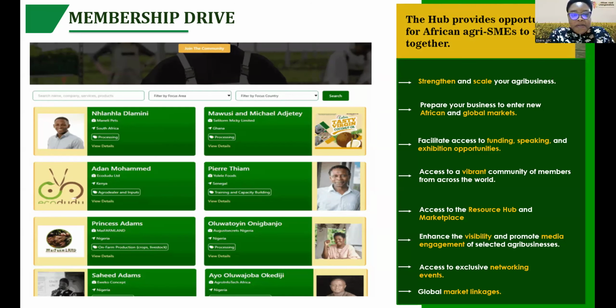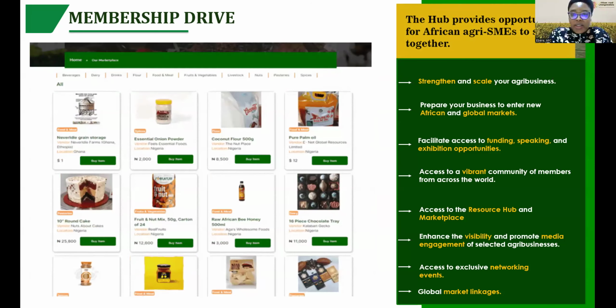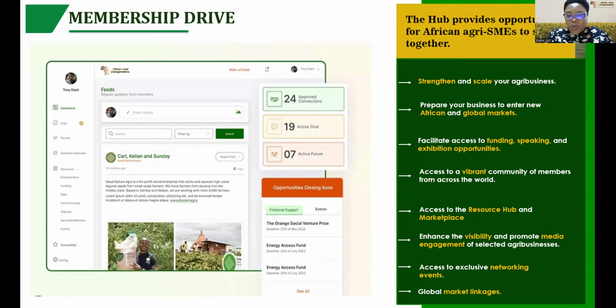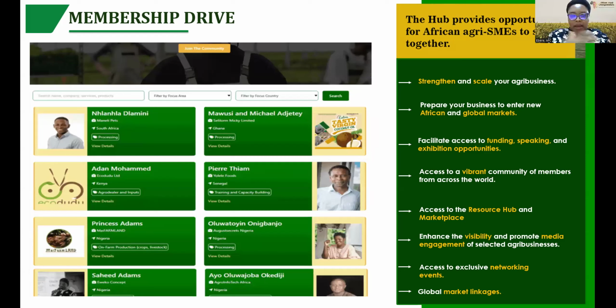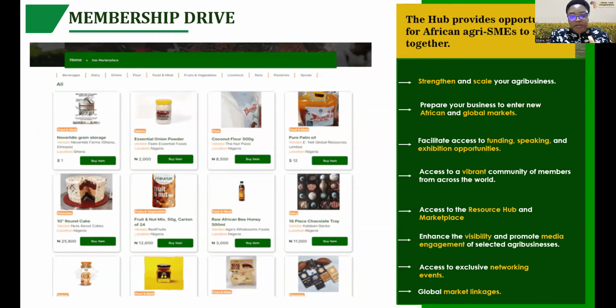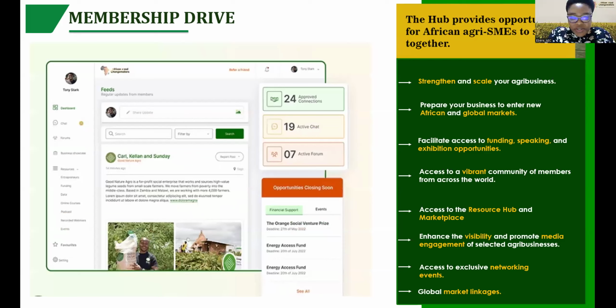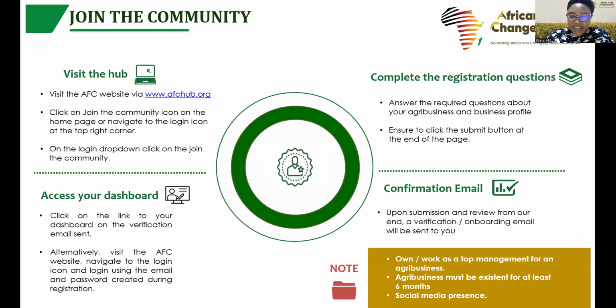We also help you to enhance the visibility of your business and promote media engagement of selected agribusinesses. We give you access to exclusive networking events. There are a lot of networking events out there, and we connect our members to attend these events so that they can meet new partners and customers. And very, very importantly, we foster global market linkages. Have you joined the AFC community? If you have not, then this should be enough reason for you to join us.